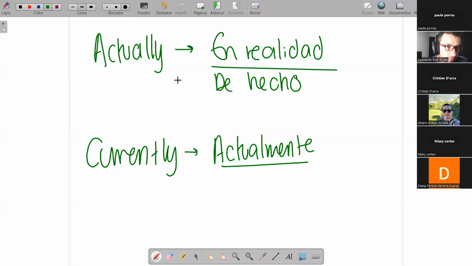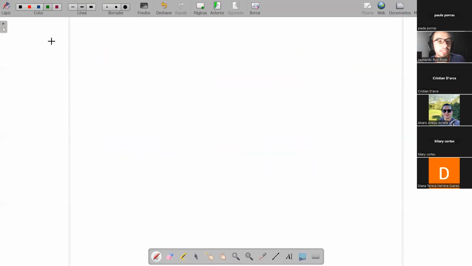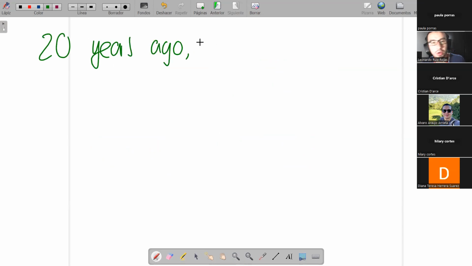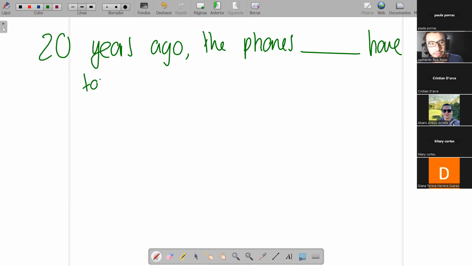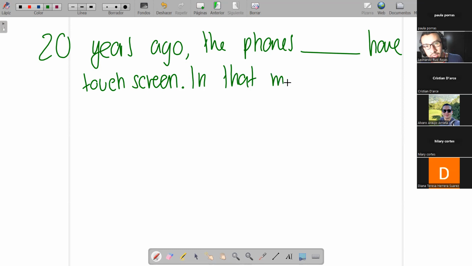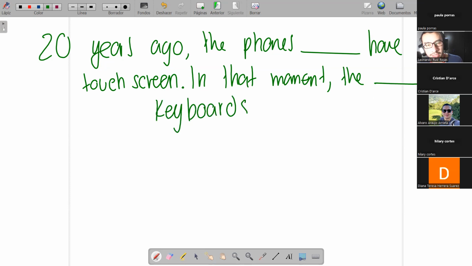For example, let me just erase here. I was saying like, 20 years ago, comma, the phones have a touch screen. ¿Cierto? In that moment, oh my God, sorry, my wrist is hurting a little bit. So in that moment, they keywords. So that is the complete sentence.